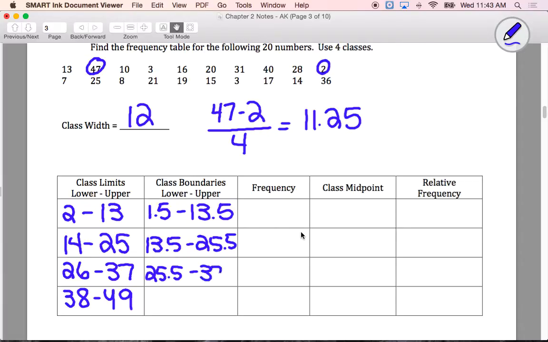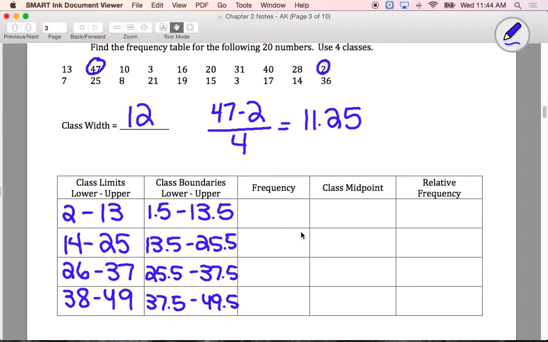25.5 to 37.5. And 37.5 to 49.5. Now your frequency, that's how many numbers fit in that category. So right now you are looking at that list of 20 numbers. You are finding all the numbers that fall from 2 to 13. It can include 2, it can include 13.